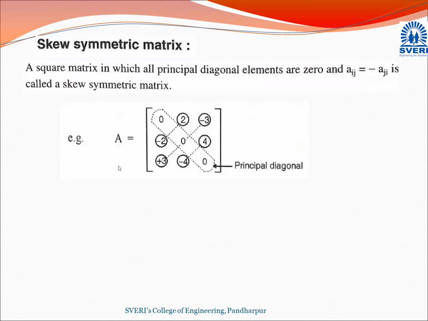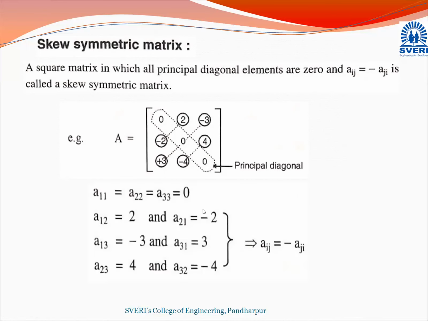A skew symmetric matrix. A square matrix in which all principal diagonal elements are 0 and Aij is equal to minus Aji is called a skew symmetric matrix. For example, A is equal to 0, 2, minus 3, minus 2, 0, 4, 3, minus 4, 0. What are the principal diagonal elements? All are 0. Below the principal diagonal, minus 2, 3, minus 4 is there, and above that, 2, minus 3, 4. Means here, Aij is equal to minus Aji. Such type of matrix is called a skew symmetric matrix.